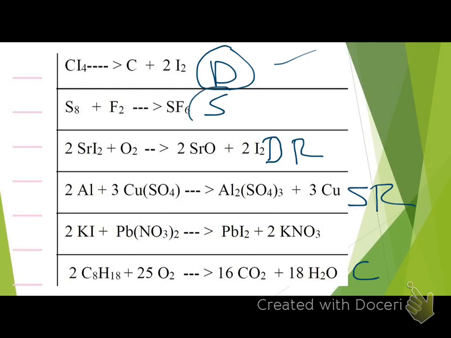Next one, synthesis: do we have parts making a whole? Yes, we do. Cell phone should not be out right now. If you've got a cell phone on your desk or you're on it, get it put away.